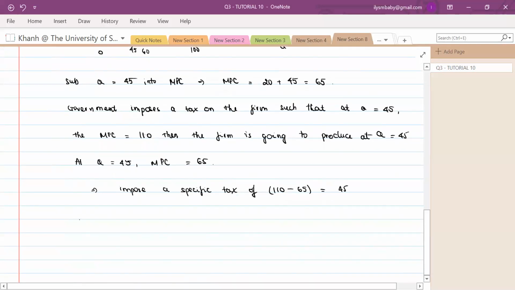So what I'm going to do is, the marginal private cost for the firm, marginal cost private firm dash, is now going to be equal to the original marginal cost plus the $45 of tax. The original marginal cost for the firm is 20 plus Q, and now it's plus 45, so that becomes 65 plus Q.